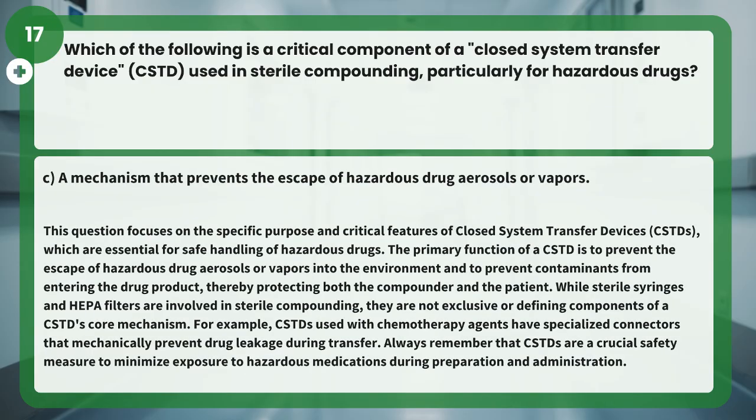Answer C. A mechanism that prevents the escape of hazardous drug aerosols or vapors. This question focuses on the specific purpose and critical features of closed system transfer devices, CSTDs, which are essential for safe handling of hazardous drugs. The primary function of a CSTD is to prevent the escape of hazardous drug aerosols or vapors into the environment and to prevent contaminants from entering the drug product, thereby protecting both the compounder and the patient.